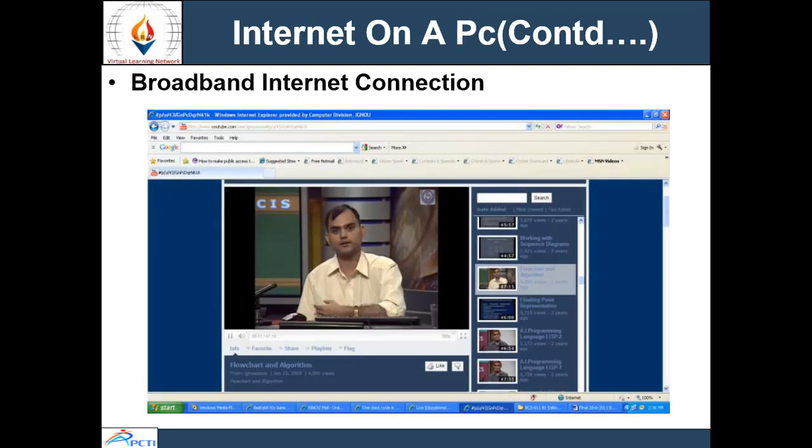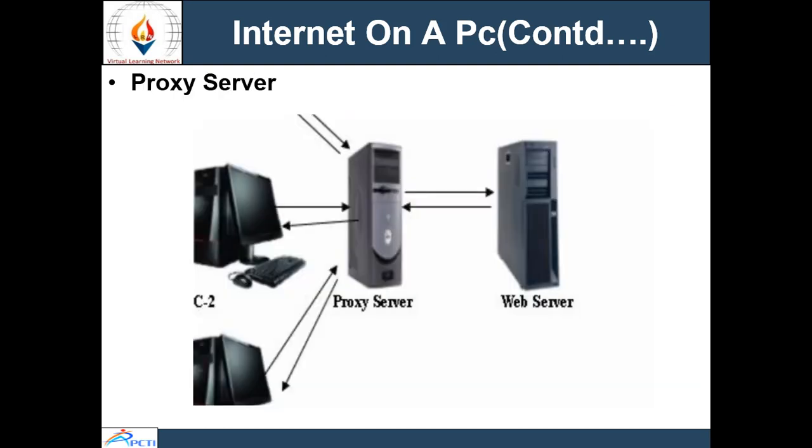Broadband connection. Broadband connection is a high data rate connection as compared to dial-up connection. Broadband has a very high rate of data transmission. In contrast to a dial-up connection, it is a permanent connection which can be set up over high-speed communication links. Last one is proxy server. A proxy server is a server which acts as an intermediary between the client application and the web server.